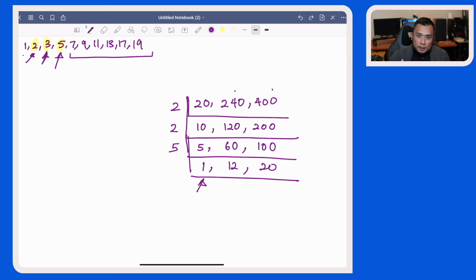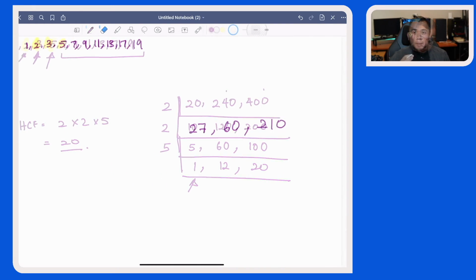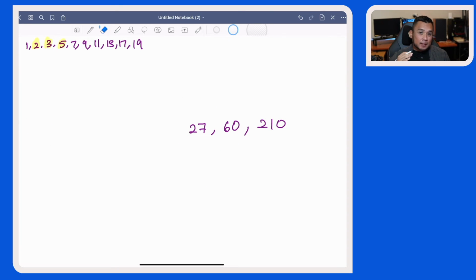So to determine the highest common factor for these 3 numbers, then the solution is 2 multiplied by 2 multiplied by 5, and my answer is going to be 20. So the highest common factor for 20, 240, and 400 is 20. By now, you should be getting a hang of this, and you should be getting more and more confident in working out the highest common factor.